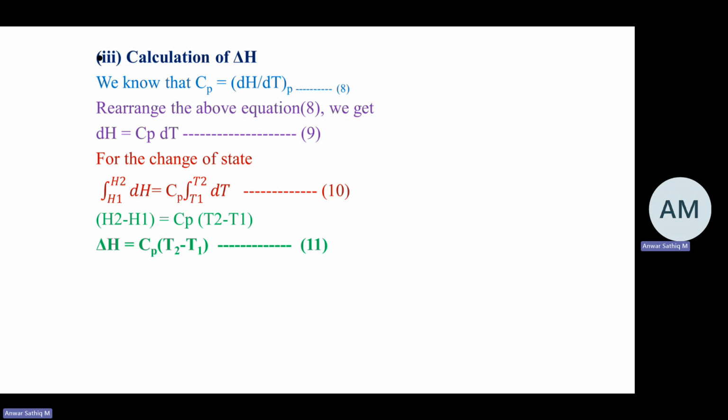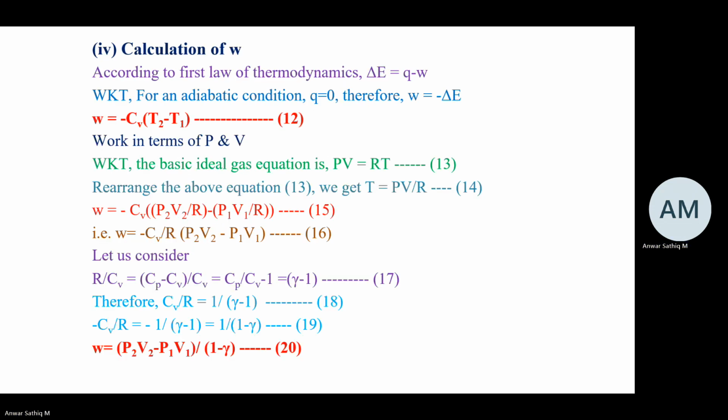Rearrange the above equation number 8. We get dH is equal to Cp, that is heat capacity at constant pressure, dT. This is equation number 9. For the specific change of the state, the above equation may be written like this with appropriate limits. Finally, we get delta H is equal to Cp (T2 minus T1). This is equation number 11.